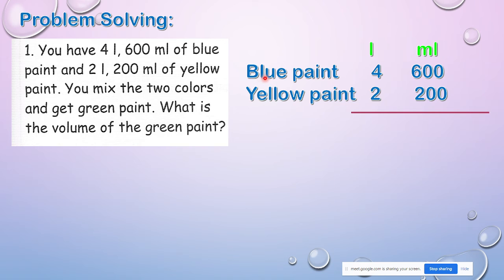We have here the givens, which is blue paint and yellow paint. When you write the given, you have to have the liters on the same line and then milliliters on the same line. So what will be the operation? Will it be plus, minus, or what? Should you add or subtract or what? If you mix them all together to get green, mix them together, it means what? Plus or minus? What will it be? Answer. Hello. Answer.